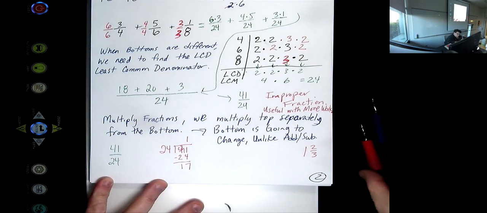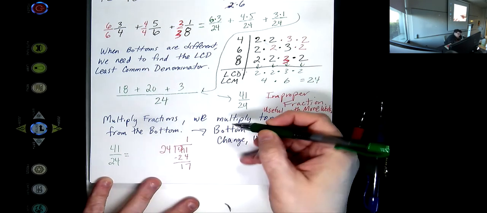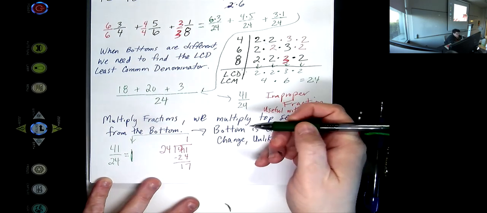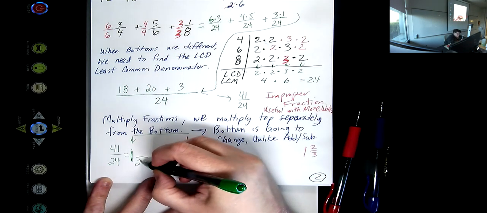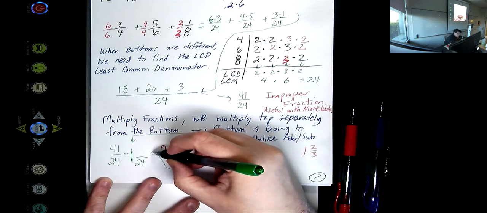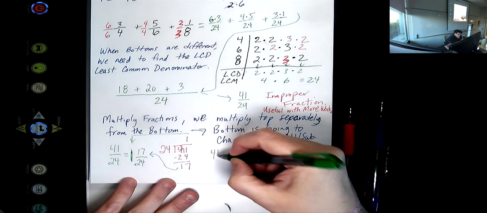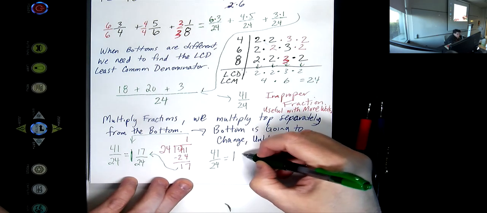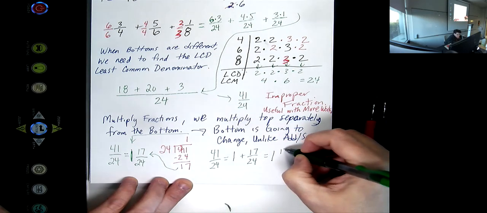So if I want to write 41 over 24 as a mixed number, the number on top becomes the whole number, 1. The denominator is going to stay the same, and the remainder goes on top. So 41 over 24 is 1, and this is really 1 plus 17 over 24. But we tend to write it like this.